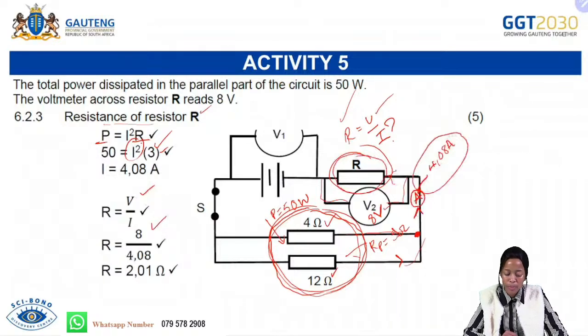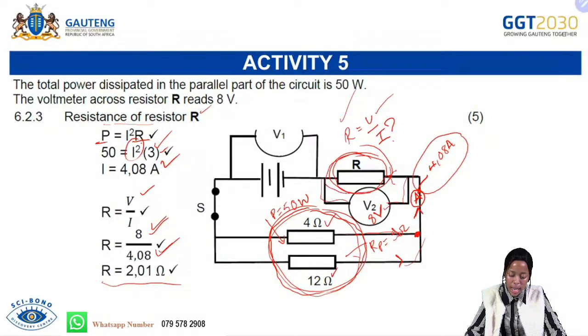We were given V, which is what? Which is the 8 volts. And then we were also given the what? We calculated the current, and we got the current as 4,08 there. So from there, we have substituted the potential difference. We have substituted the current. We can now have the resistance there, which is R.